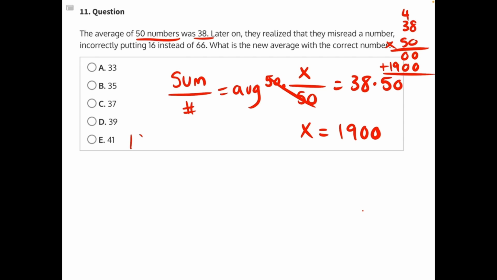Now we need to subtract from our original sum the incorrect number. We'll have to borrow, and then we'll have to borrow once more. 10 minus 6 is 4. 9 minus 1 is 8. 8 minus nothing is 8. 1 minus nothing is 8.